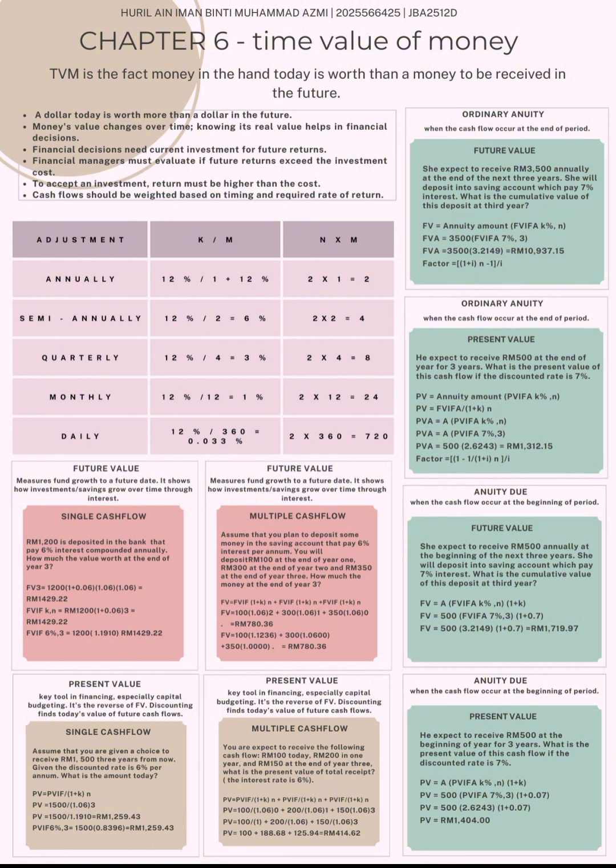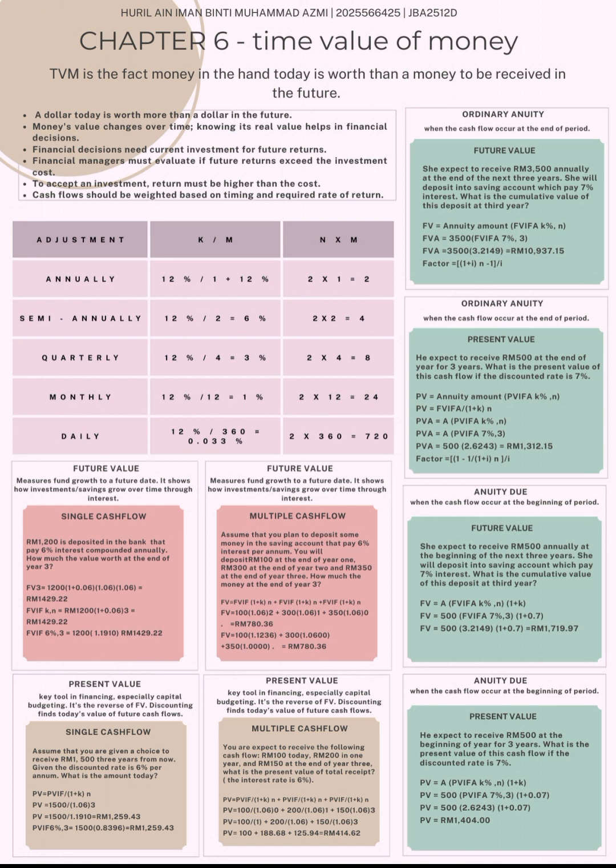To calculate TVM, we must adjust the interest rate and period depending on how frequently compounding occurs. For annually, no change, the rate remains 12%. Semi-annually, divide the rate by 2, and multiply the period by 2. Quarterly, divide by 4, multiply the period by 4. For monthly, divide by 12, multiply the period by 12. And the last one is daily, divide by 360. This adjustment ensures accurate calculation based on compounding frequency.